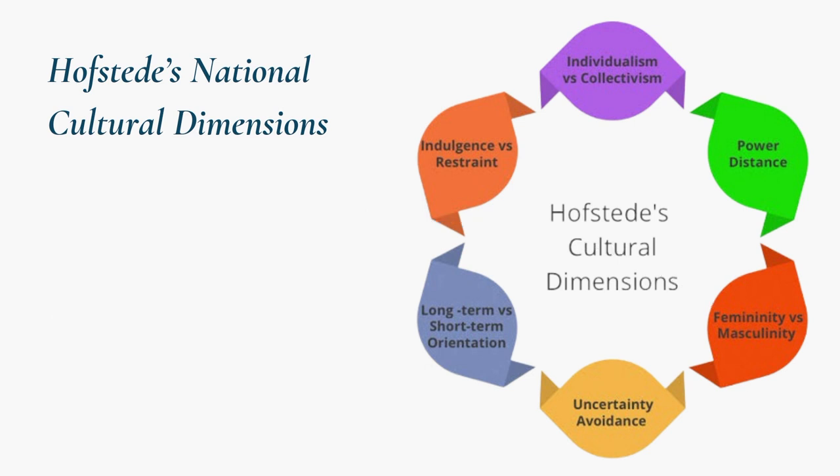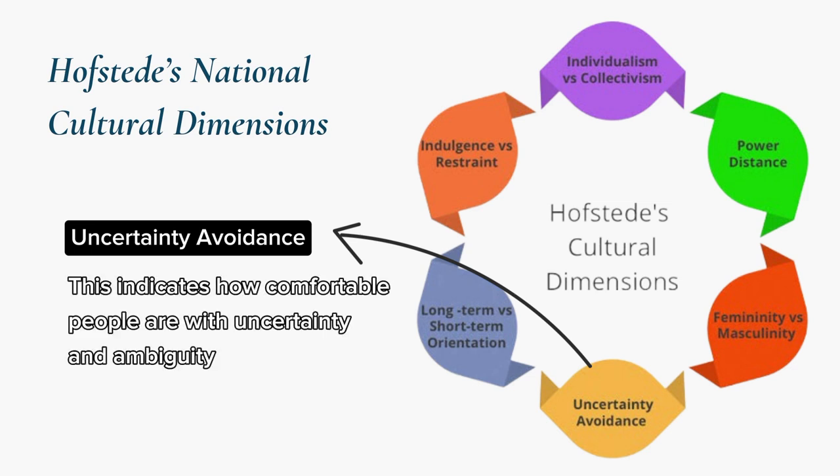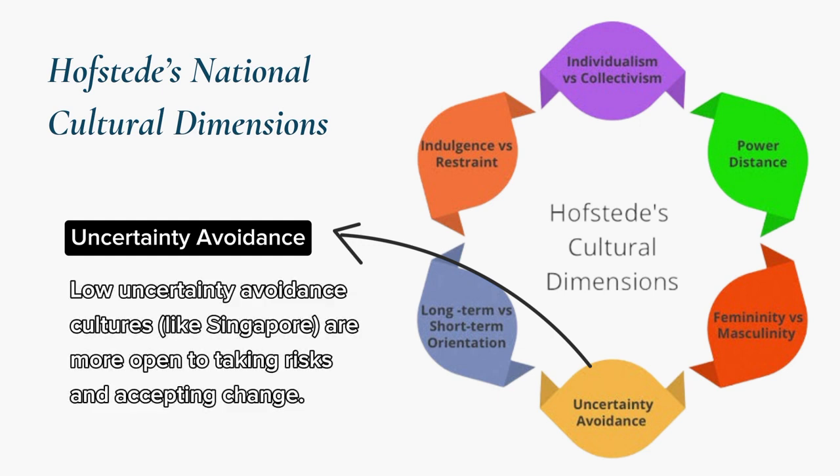The fourth one, uncertainty avoidance. This indicates how comfortable people are with uncertainty and ambiguity. High uncertainty avoidance culture like Greece prefers strict rules and clear instruction. Low uncertainty avoidance culture like Singapore are more open to taking risks and accept change.